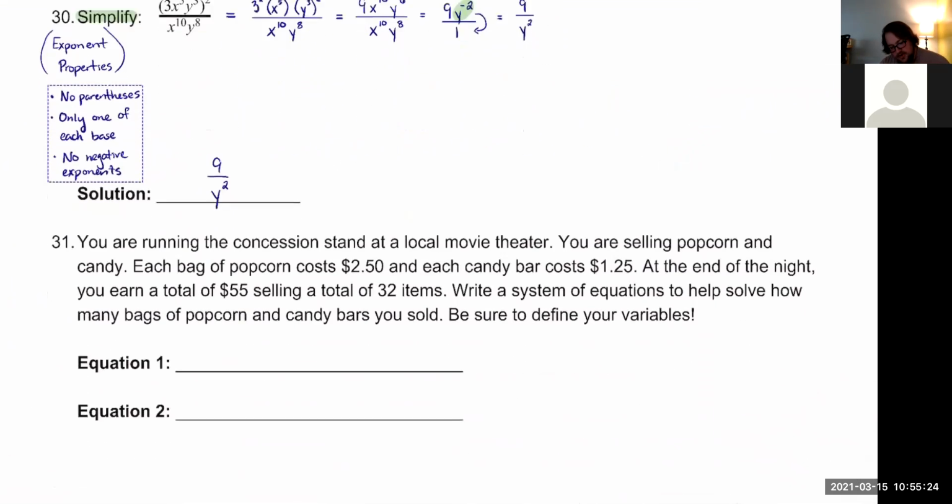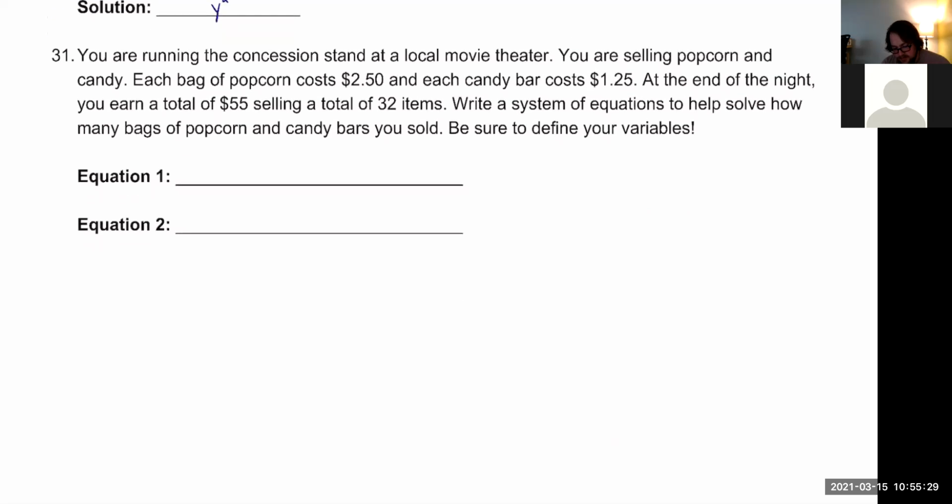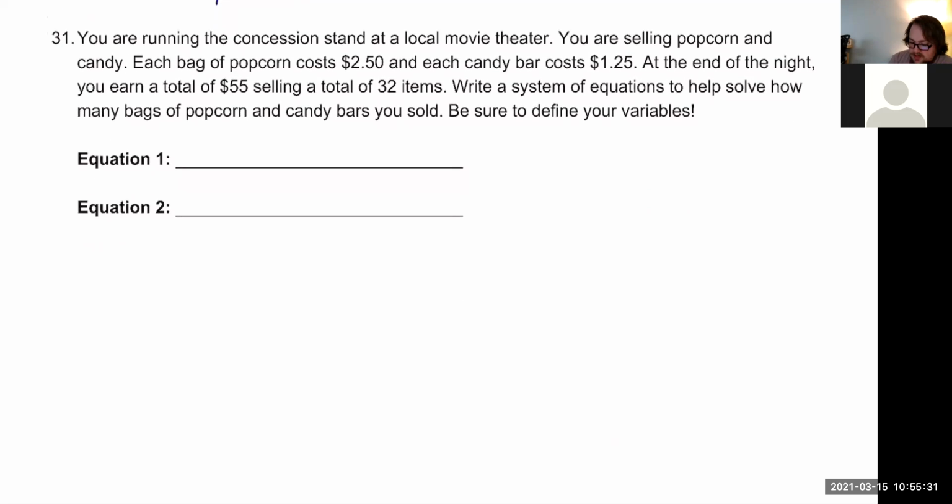All right, number 31. 31, you'll notice, has a little bit of space here, which is going to involve some work. 31 says that you are running the concession stand at a local movie theater. You are selling popcorn and candy. Each bag of popcorn costs $2.50, and each candy bar costs $1.25. At the end of the night, you earn a total of $55, selling a total of 32 items. Write a system of equations to help solve how many bags of popcorn and candy bars you sold. Be sure to define your variables.